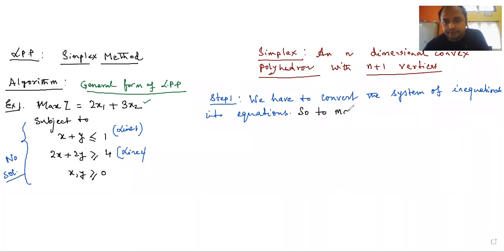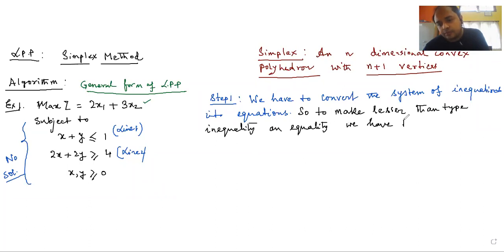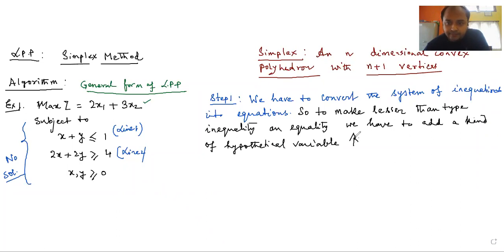So I'm writing over here. To make a lesser than type inequality an equality, we have to add a kind of hypothetical variable known as slack variable. It is called slack variable.